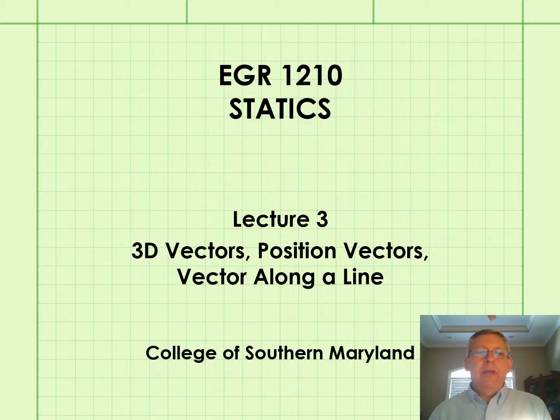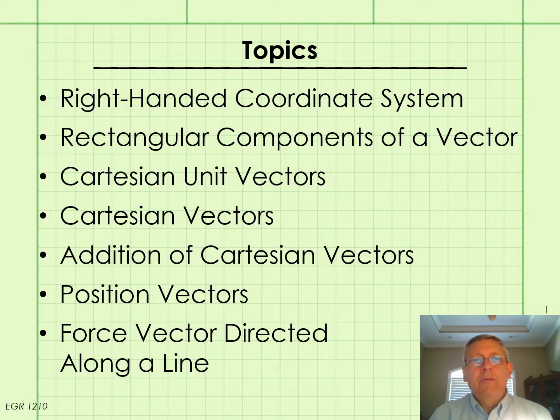Welcome to Lecture 3, 3D vectors, position vectors, and vector along a line. The first thing we'll do is establish the 3D coordinate system that we'll be using throughout the course. Then we'll talk about the rectangular components of a 3D vector, Cartesian unit vectors in 3D, 3D Cartesian vectors and how to add them. And then we'll talk about position vectors and a force vector directed along a line.